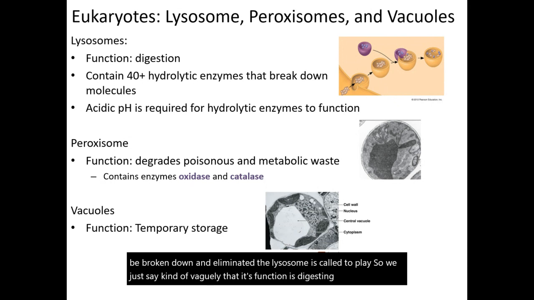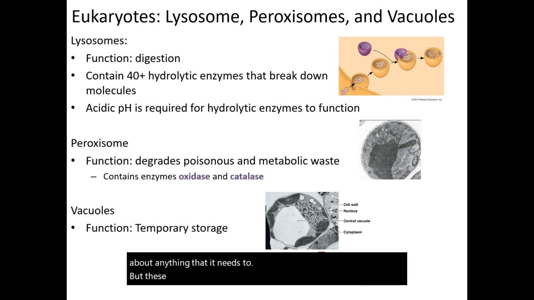And how it actually digests things is through the use of hydrolytic enzymes. So remember, enzymes are specialized proteins. They have a specific job and they do it well. These particular enzymes break things down. So you'll notice that the lysosome has a variety of hydrolytic enzymes, really so that it can break down just about anything that it needs to. But these hydrolytic enzymes only work in an acidic environment. Therefore, the environment of the lysosome itself must be acidic because it needs these hydrolytic enzymes to work.